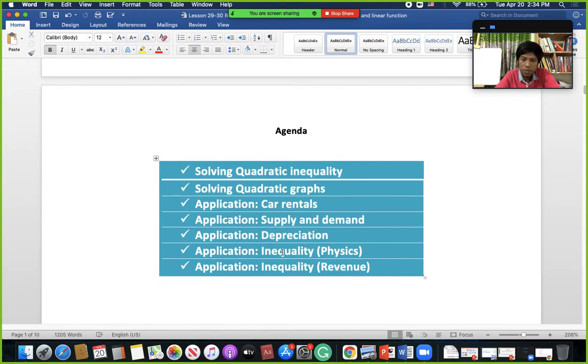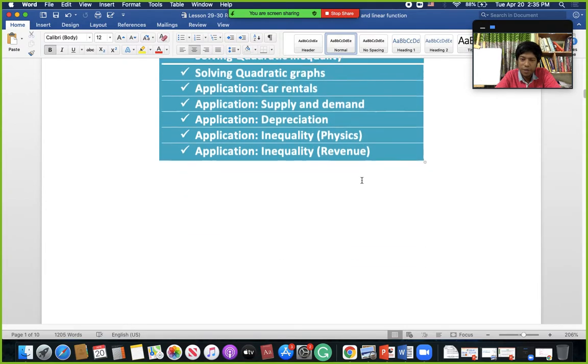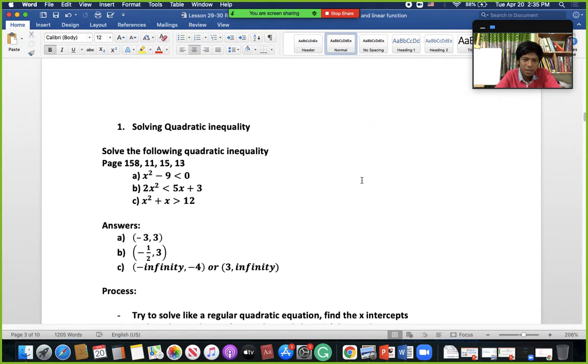These are the topics for quiz 4: solving quadratic inequality, solving quadratic graph, application car rentals related, application supply and demand related, depreciation related inequality. There are 2 inequality maths. One is from physics, and another one is from revenue. And most of the things we have more or less seen in different forms. This type of maths, quadratic inequality, we have just practiced, similar kind of maths.